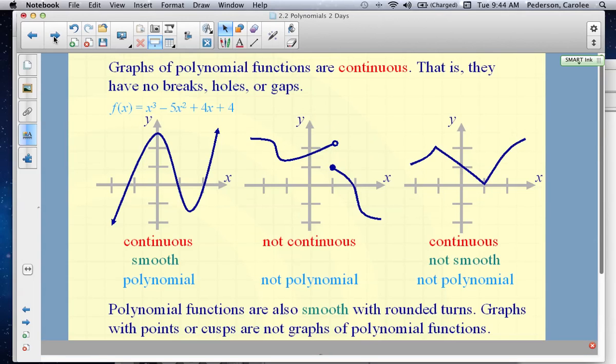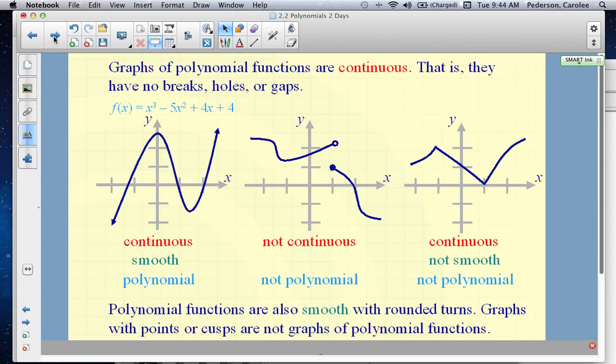We're going to do some examples with the leading coefficient test. This slide is just kind of reviewing what are polynomials and what do we need to have in a polynomial. This first example is my function. Its shape is a snake. It's continuous, it's smooth, it is a polynomial.